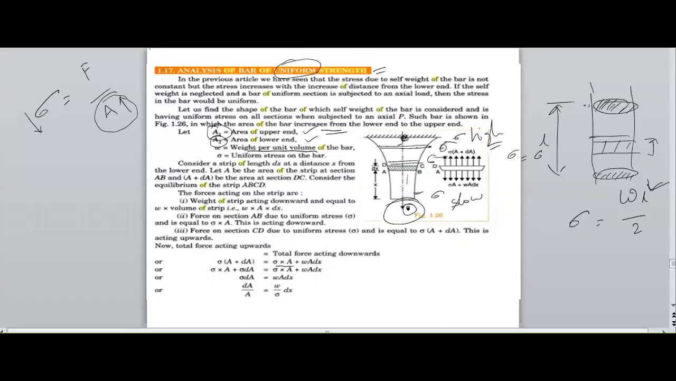So here the external load is applied on the component and the self load is also applied on the component. So here a small step, capital A, B, C, D is considered at a distance of small x from the free end, and the length of the step is dx.